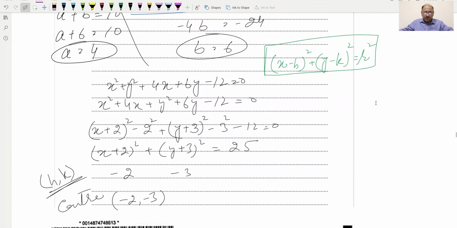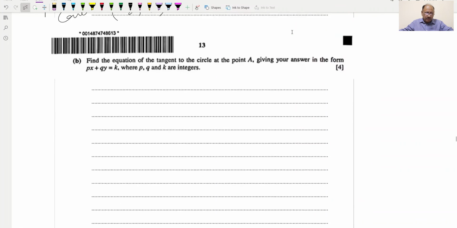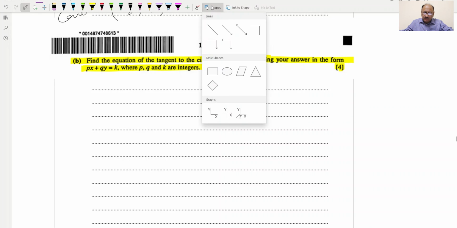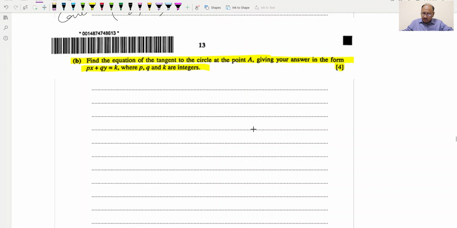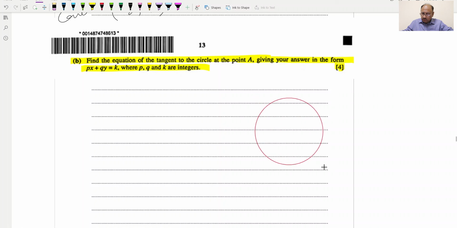Hopefully you understood this. So this is done, and next is the B part. The B part says find the equation of the tangent to the circle at the point A, giving your answer in this form, where P, Q and K are integers, and this is also a 4 marks question. So if we draw a circle like over here, I will delete this one.